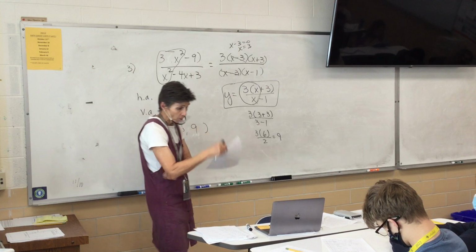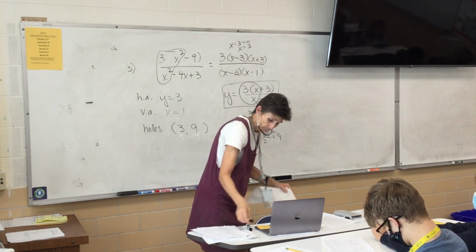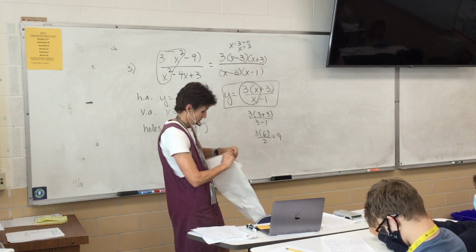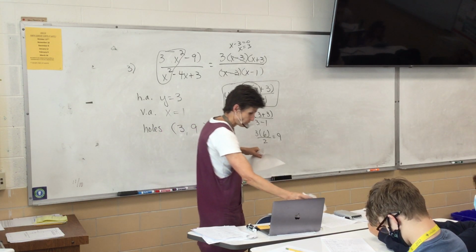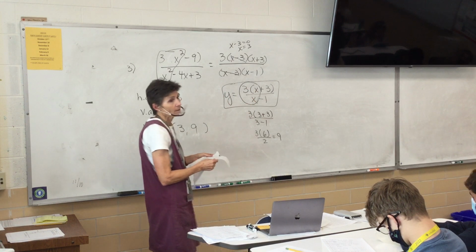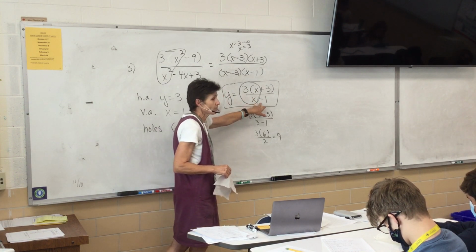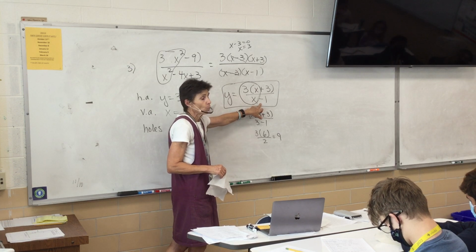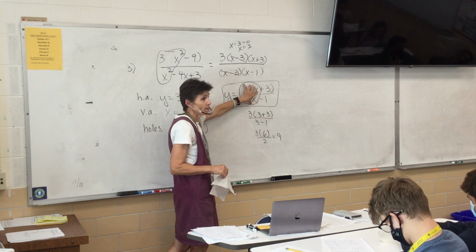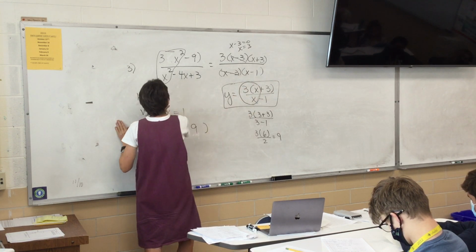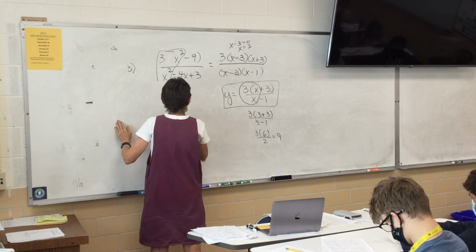All right, that's a big problem. Anybody have a question about that? It's a big one. Summarize, where do holes come from? Factoring and canceling. Where do vertical asymptotes come from? Denominator. Where do horizontal asymptotes come from? Box them in, the x's. Yep, the highest power of x.